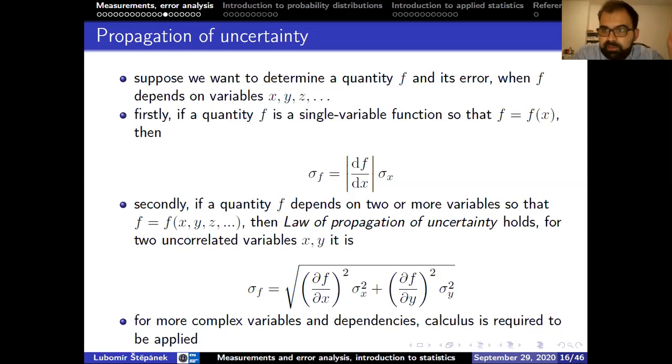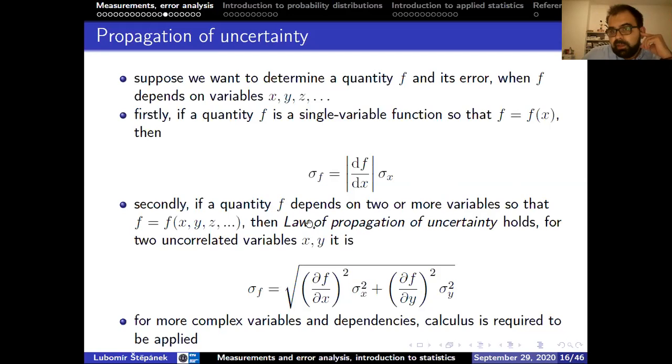It's very common in applied physics. Some of the quantities are not possible to measure and need to be calculated. So this is the typical example. And the mathematical toolbox which could be used to handle this is called the law of propagation of uncertainty. It's based on calculus.